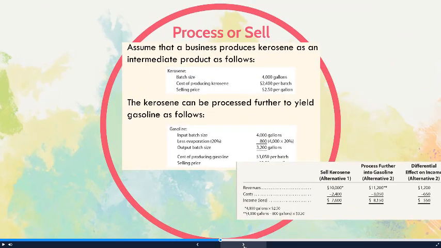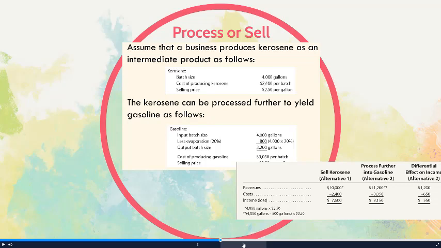Our next decision that we'll look at is whether we should sell something as it is or process it further into a new product that could probably be sold for more revenue. In this example here, we're looking at kerosene, and should we sell it as is or produce it further to yield gasoline? Now, we have to look at how much we can gain by just selling it as is.